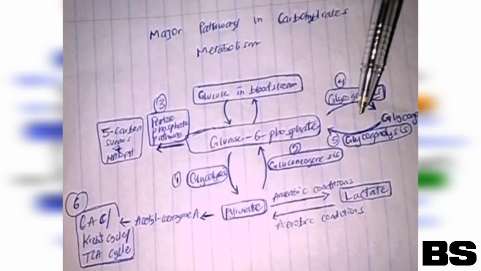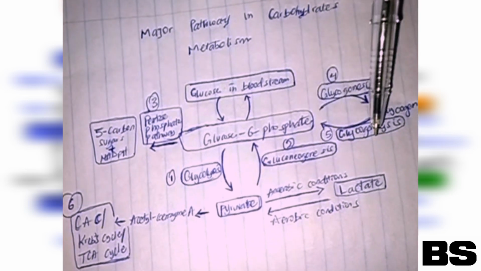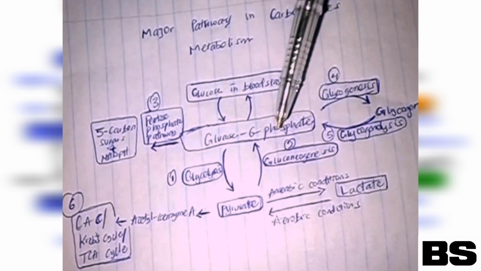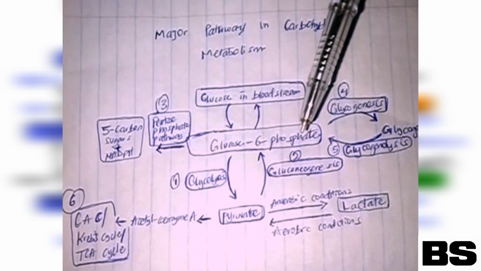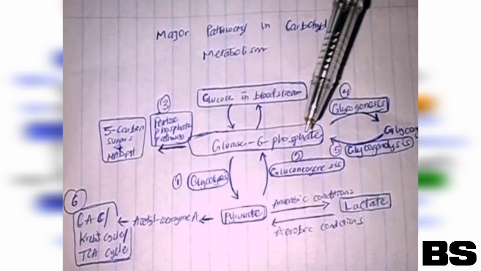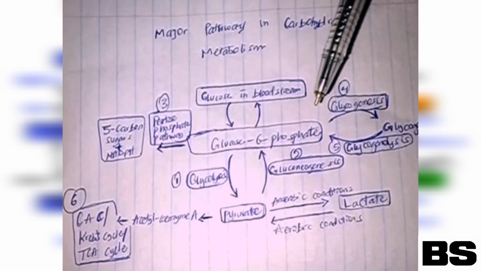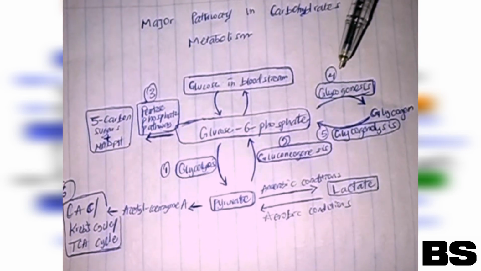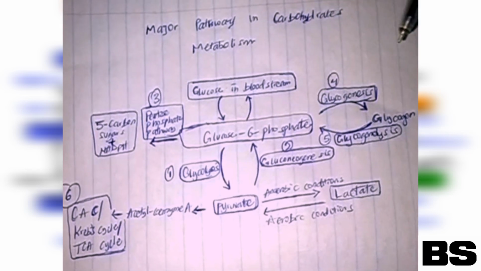So we also have glycogenesis and glycogenolysis. Glycogenesis converts glucose phosphate to glycogen. This is when there is excess glucose in the body, which leads to hyperglycemia, that is excess glucose in the blood. So we have to convert it to glycogen to avoid that. So the conversion of that to glycogen is what?